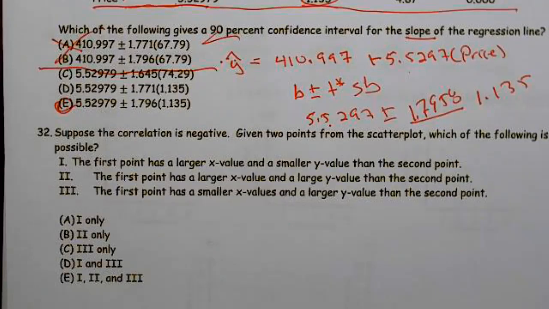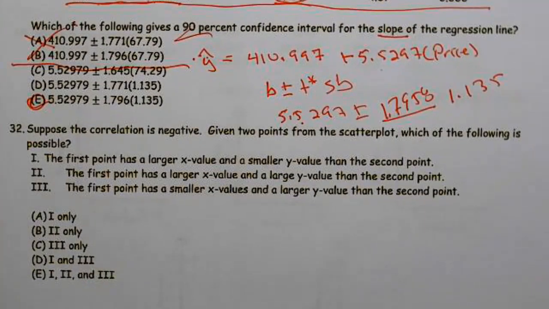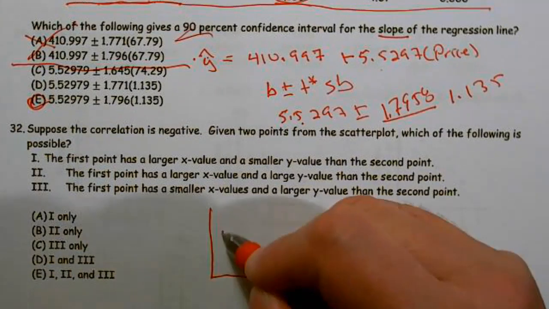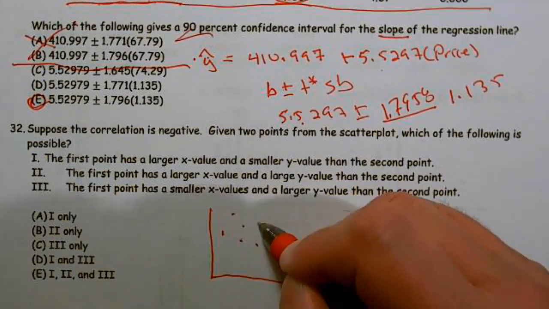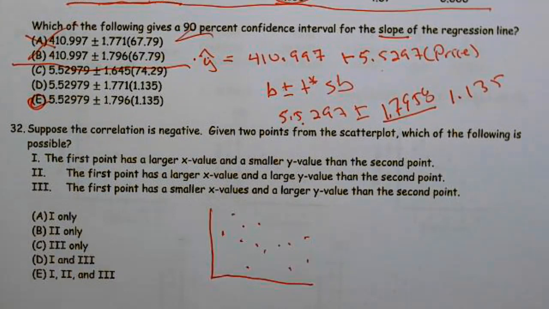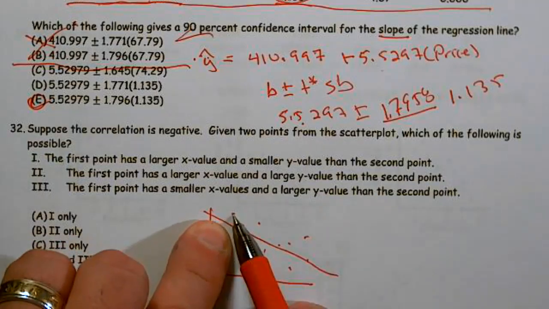All right, number 32, suppose the correlation is negative. Given 2 points from the scatter plot, which of the following is possible? All right, so we have a negative trend, but we have a scatter plot. And let's just say that's my trend line. The first point has a larger X value and a smaller Y value. Well, what if this point wasn't there and this was my first one?